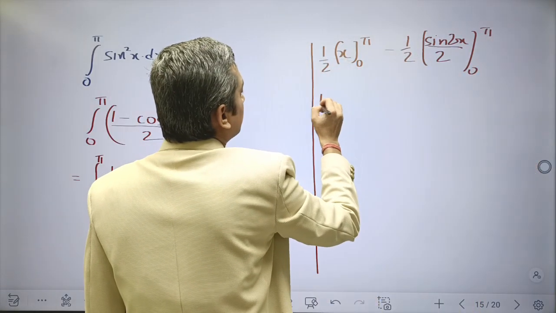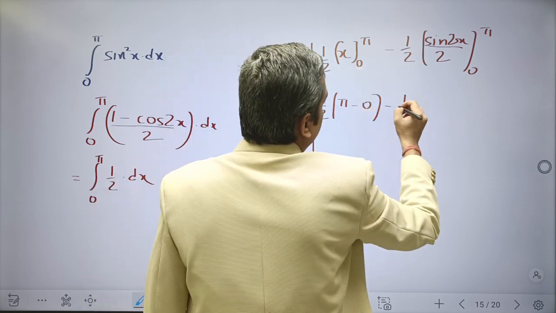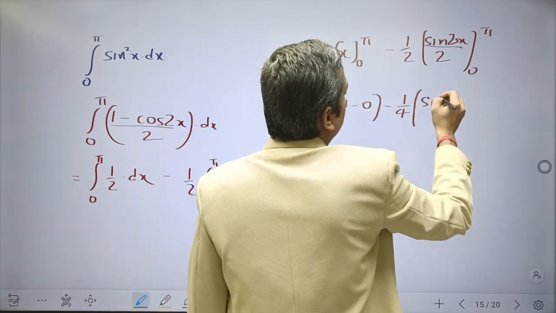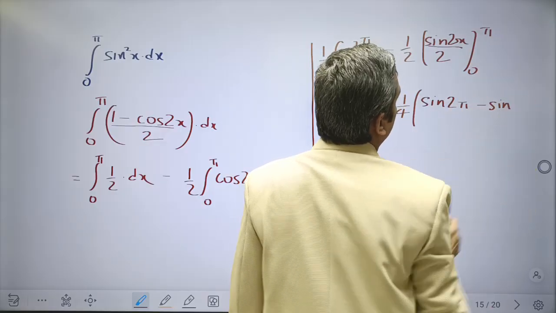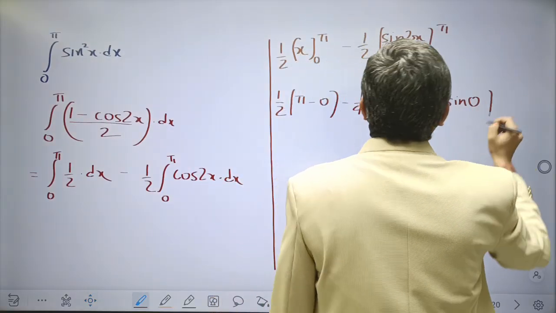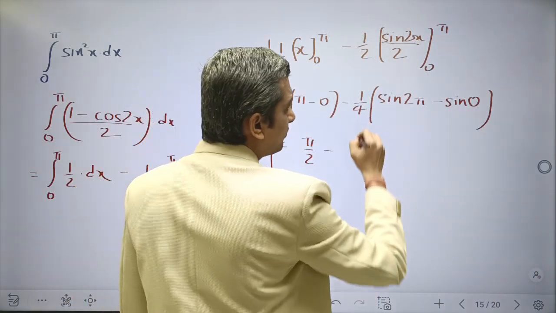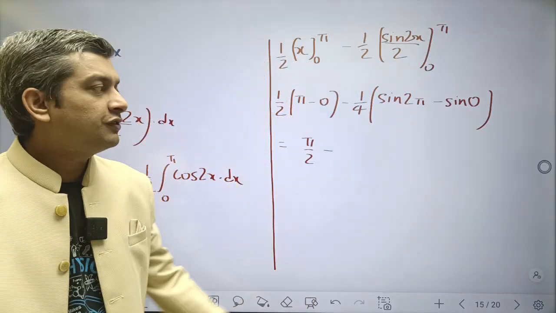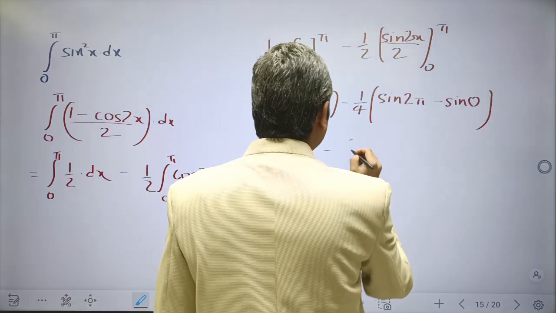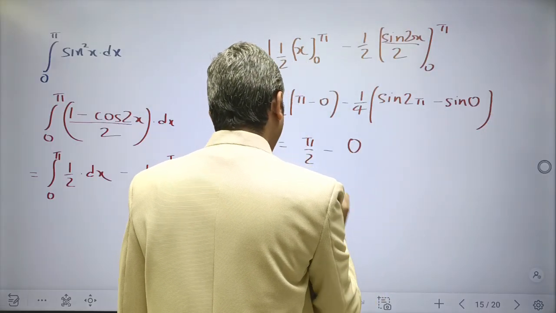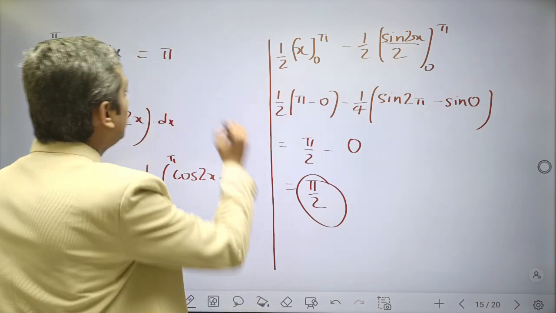So here this will be 1 by 2 into pi minus 0, put upper limit minus lower limit, minus 1 by 4, now put upper limit, that is sin 2, in place of x put pi, and in place of x, if you put 0 then this will be 0. So this will be pi by 2 minus 1 by 4 sin 2 pi. So dear student, sin 2 pi is sin 360 degree, that is equal to 0, sin 0 is again 0, so this whole quantity is 0, so the answer is pi by 2. This is the answer, isn't it? So it is equal to pi by 2.